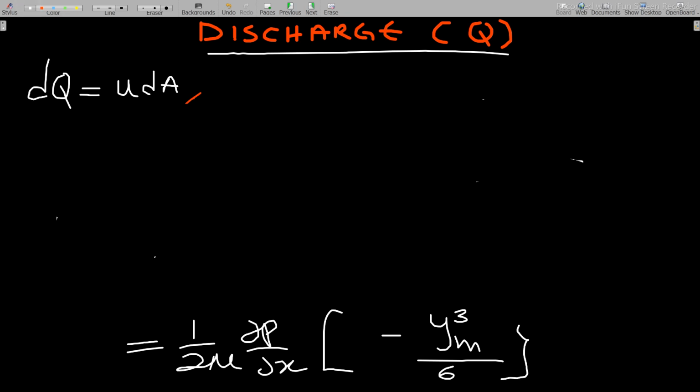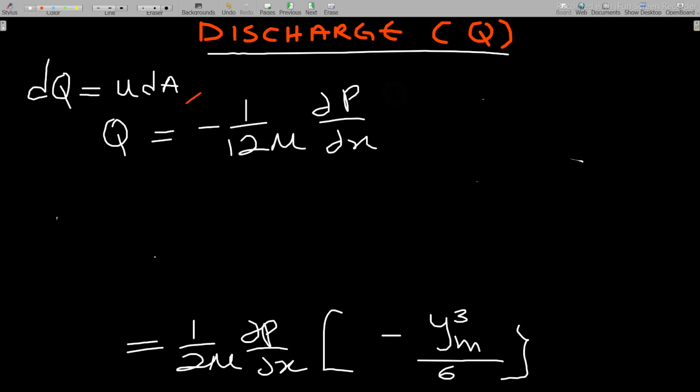So I have my discharge to be negative 1 over 6 here. I can just push it out of the bracket, and multiply the half in front of this, and you get negative 1 over 12 mu del P del X, then ym cubed. So this is our discharge for the whole flow that we are dealing with.